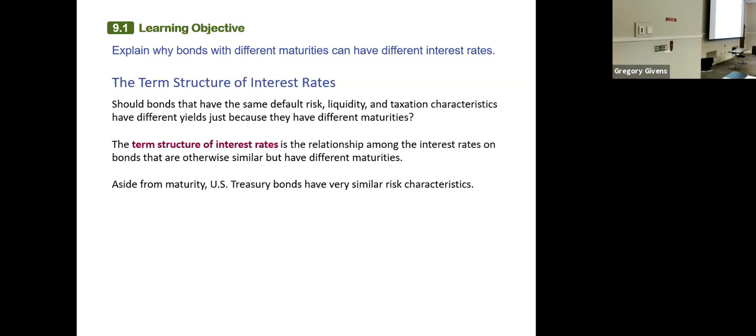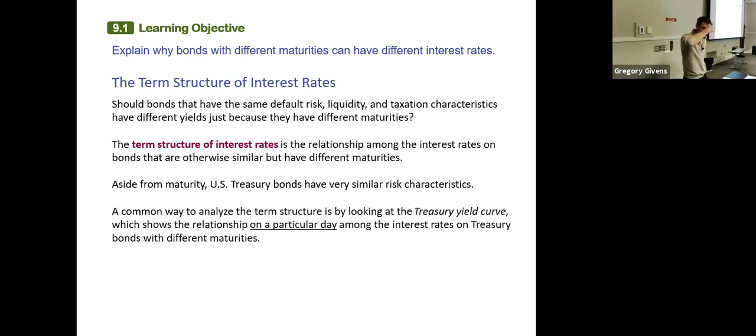Although liquidity is not identical, it's pretty similar. So 3-month Treasury bills are almost as liquid as money. It's a huge, huge market. Longer term Treasury bonds are not quite as liquid, but they're still highly liquid. So we can compare those, and they all have the same tax treatment. Interest is taxable under the federal income taxes. Okay, a common way then, or a popular way to analyze the term structure using interest rates on different Treasury bonds is by taking a look at something called the Treasury yield curve.